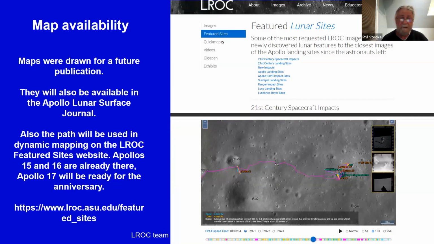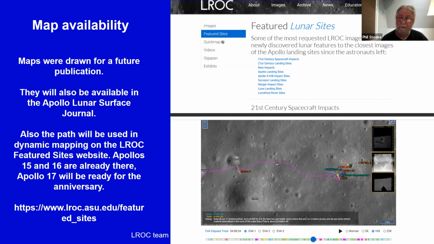Map availability, I want to say something about this. The maps I've shown, which have the little quotes from the transcript on them, were drawn for a future publication. They will be in the Apollo Lunar Surface Journal as well, which is currently going through a major update. I don't know exactly when it will be available, but the maps will also be available. They're being used in dynamic mapping on the LROC featured sites website. Apollos 15 and 16 are already there, and Apollo 17 should be in time for the anniversary. And if you haven't seen this site, it's great.